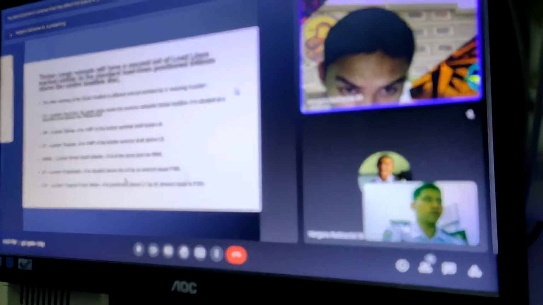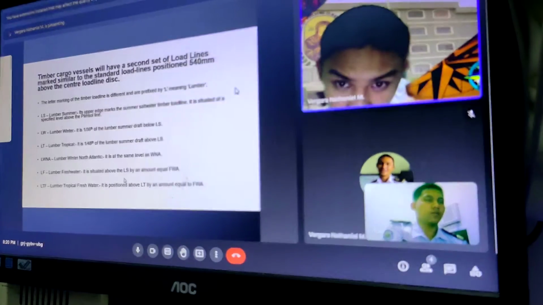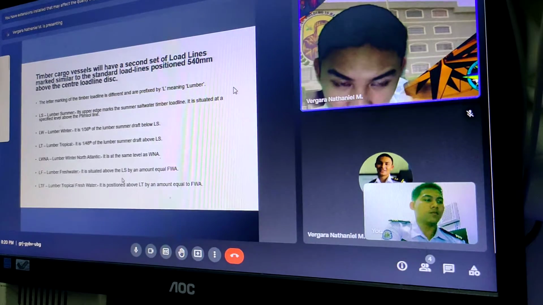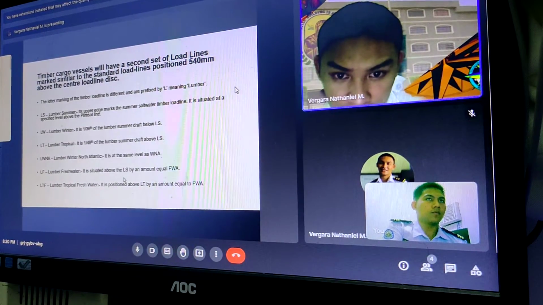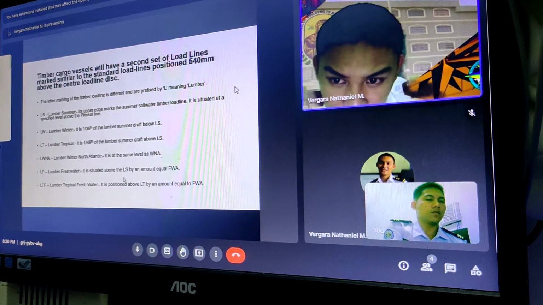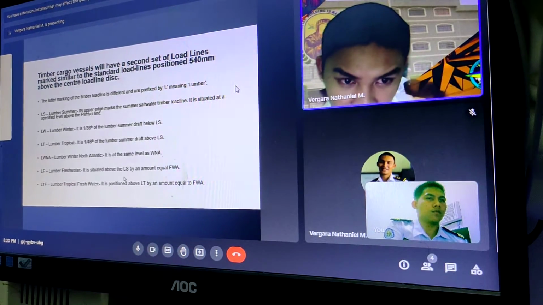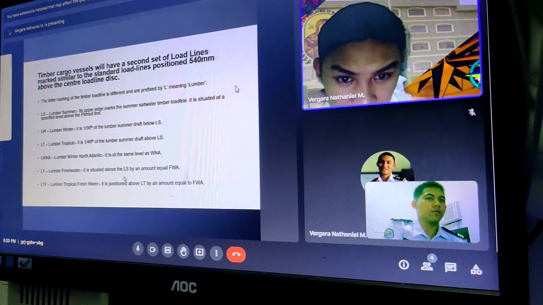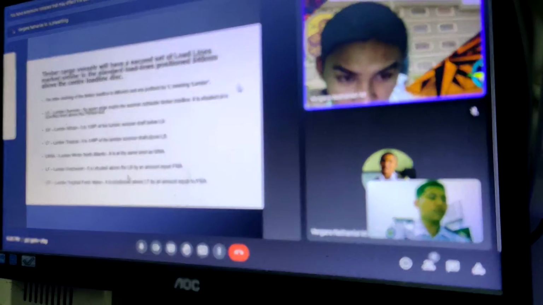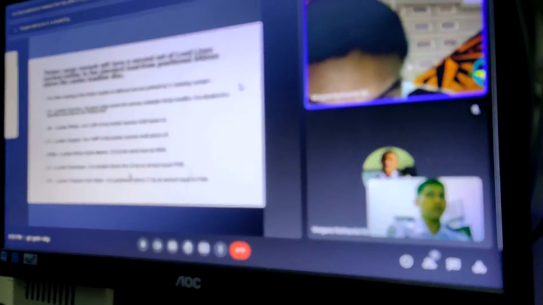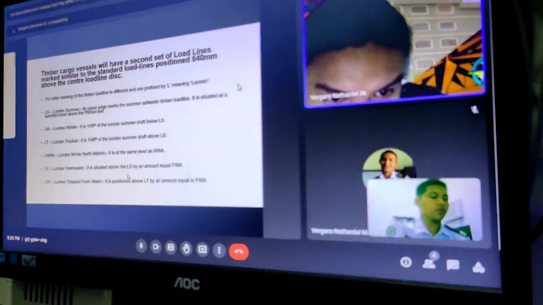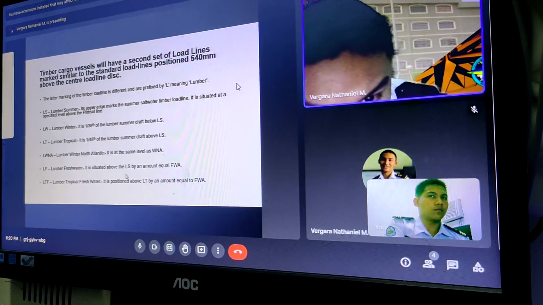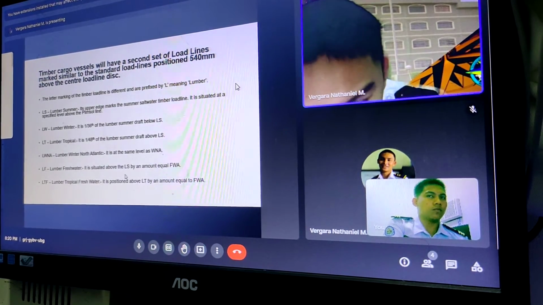The letter marking of the timber load line is different and is prefixed by L, meaning lumber. LS, lumber summer. Its upper edge marks the summer saltwater timber load line. It is situated at a specified level above the Plimsoll line. LW, lumber winter. It is 1/36 of the lumber summer draft below LS. LT, lumber tropical, is 1/48 of the lumber summer draft above LS.